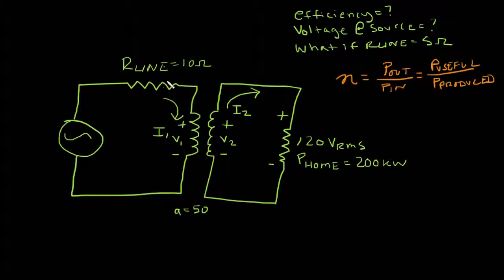This power that's being used over here in the line, that is not useful power to us. That's being wasted. So it's kind of a necessary evil in order to get this power from our power plant to the house. We're going to lose a little bit in these power lines here, but that's not useful to us. It's representing our losses. So P useful, we said we know that already. That's P home. So I can fill that in now.